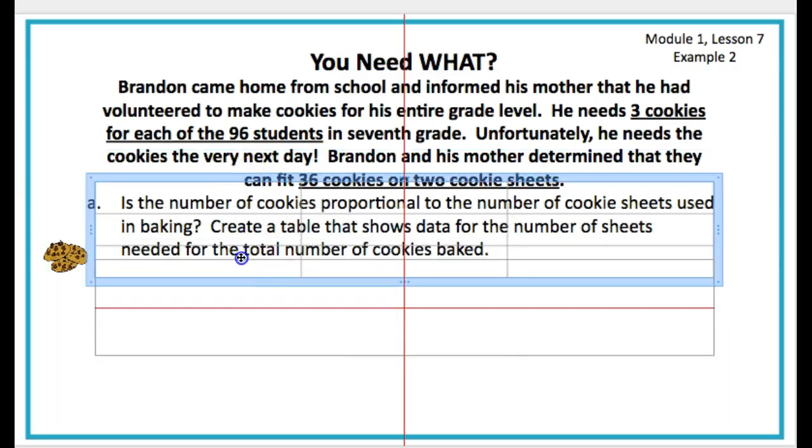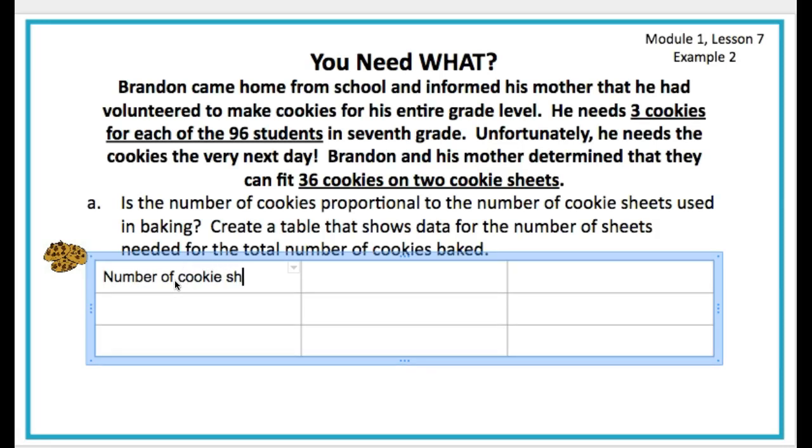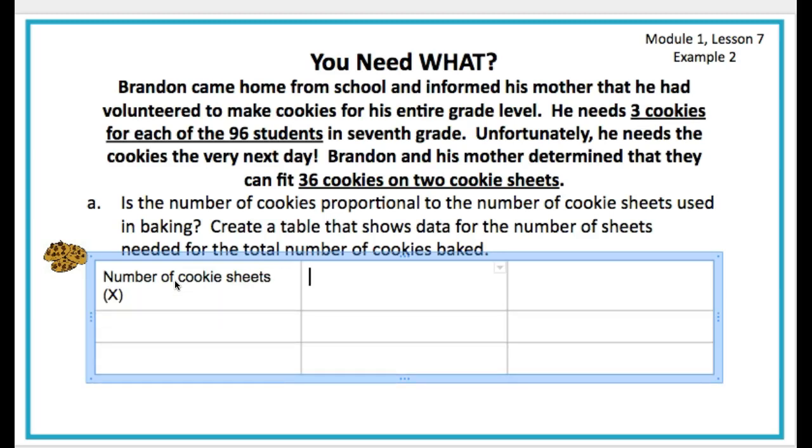Okay, so in our first column, we're going to have our number of cookie sheets. And this will represent our X. In our second column, we have our number of cookies baked. And this will be our Y. And in our third column will be our unit rate, our constant of proportionality.